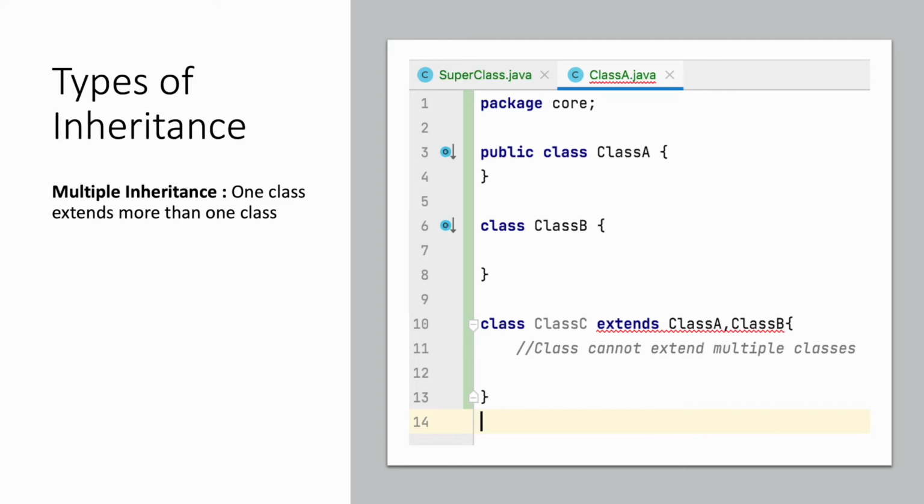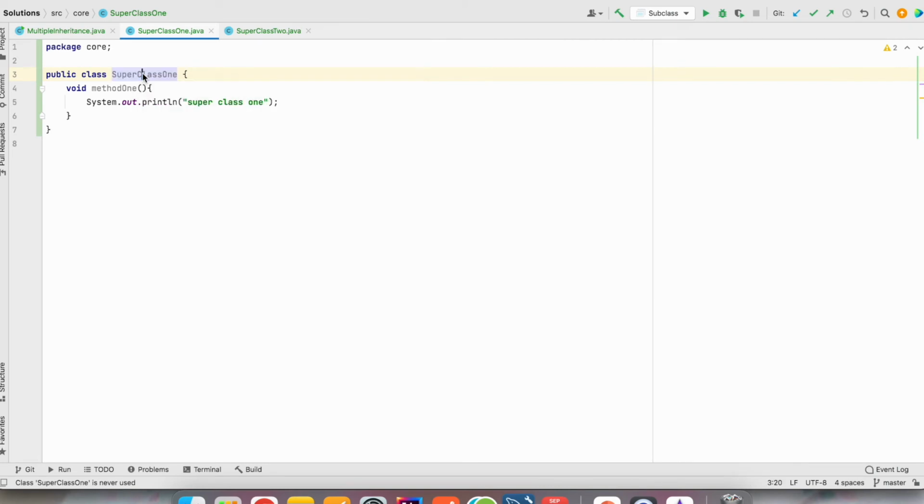Let us see an example of why Java does not support multiple inheritance through classes. We have created a class superclass 1, and this superclass 1 has method m1, where we are printing superclass 1. And we have created one more class, public class superclass 2, which also has void method m1, and we are printing superclass 2. These superclass 1 and superclass 2 have the same methods.